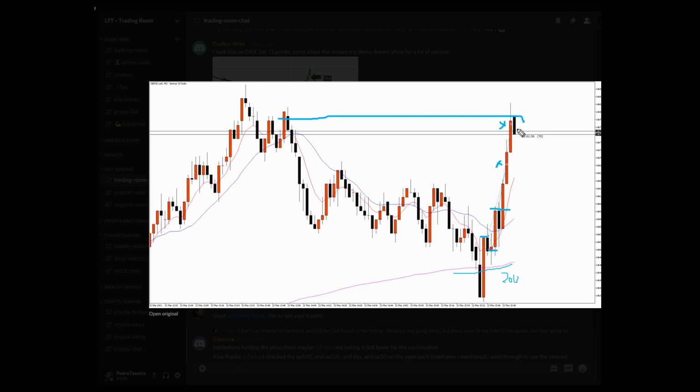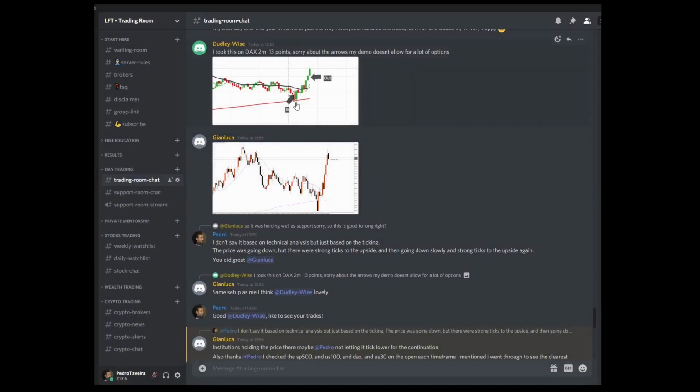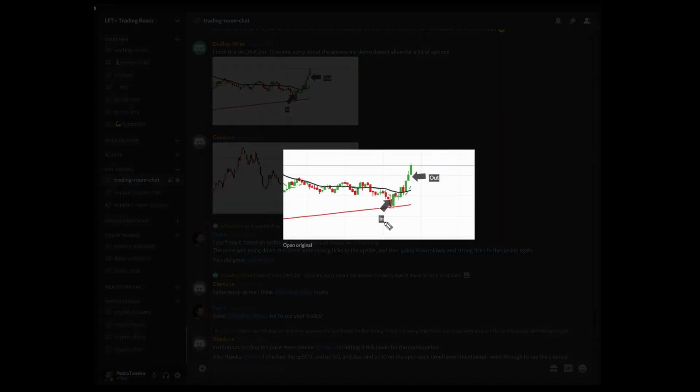And he made a lot of points in this play. It was a great trade. More people took this same trade. You can see here it's the same pattern on the 200 moving average, the same rejection. He entered right there and he got out there, catching a lot of good points.